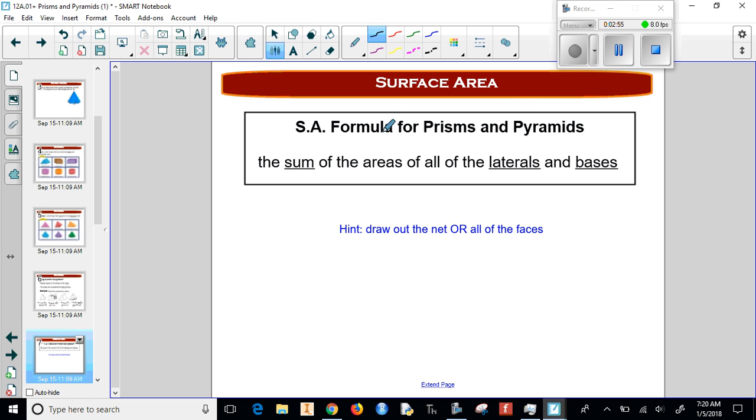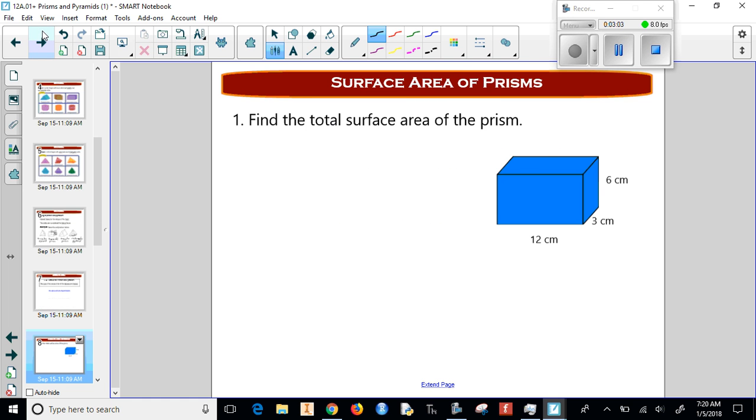All right, now if I want to find the surface area of these, there's not really a good formula. We just add up all the areas of the laterals and the bases. So if I take a look at this, there's some hidden lines here that aren't drawn in. So this has six faces: the front, the back, the right, the left, the top, and the bottom. So we just have to add up all the sides.